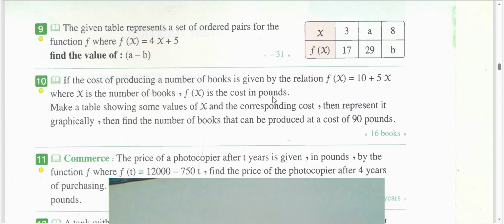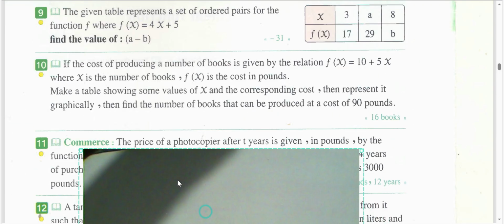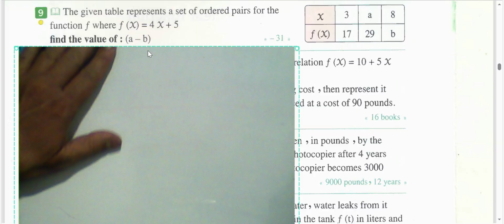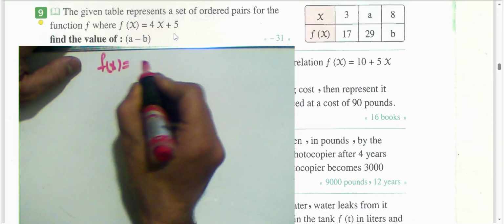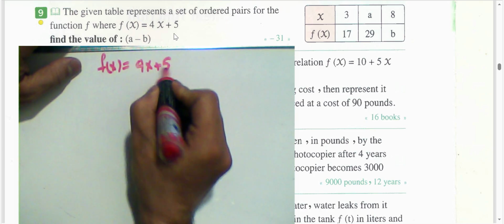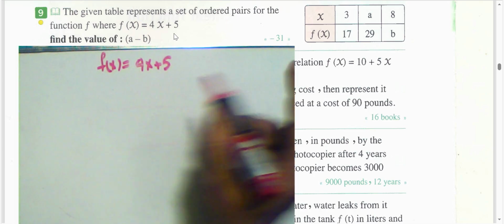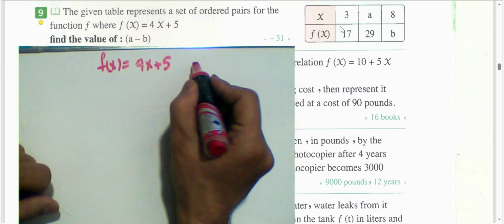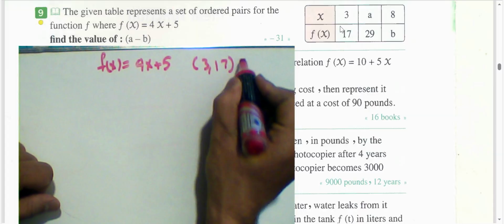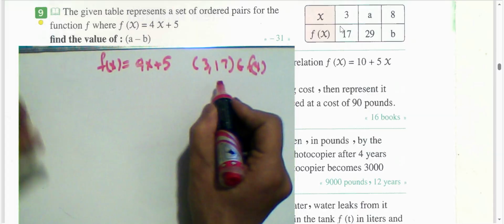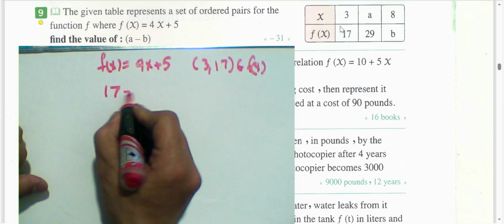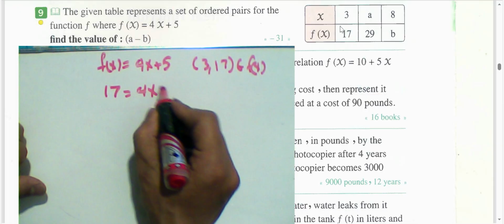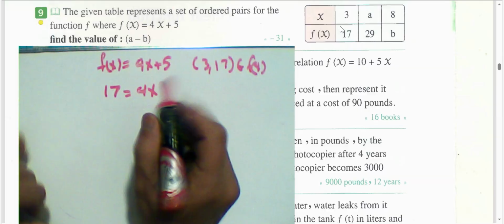Next question, we have a table here. As a relation, we want to find the value of a minus b. Okay, first step, he gives me the function. F of x was 4x plus 5. We can choose the point here like 3 and 17. 3 and 17 belong to f of x, so this point satisfies this equation. But y, 17 here, equals 4x plus 5.